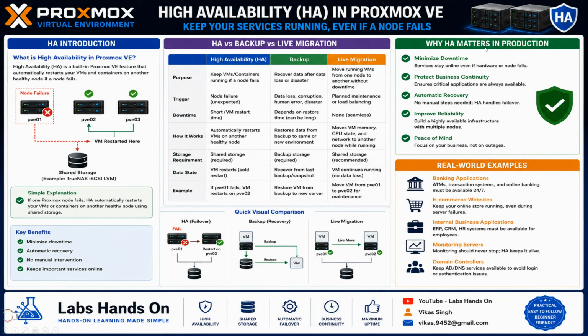Why does HA matter in production? It minimizes downtime, so services stay online even if hardware or nodes fail in the cluster. It protects business continuity, ensuring that critical applications are always online. Automatic recovery, as I said, means no manual intervention is required. It improves reliability, building a highly available infrastructure with multiple nodes, and gives peace of mind, so you focus on business, not on outages related to your infrastructure. You can implement HA for banking applications, e-commerce, internal business applications, monitoring, or domain controllers. This is what HA is.